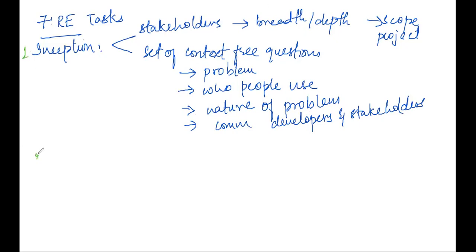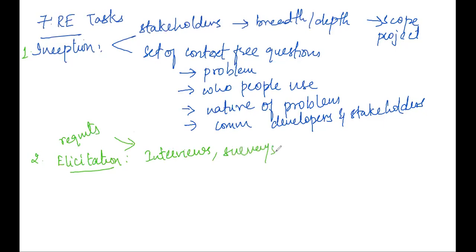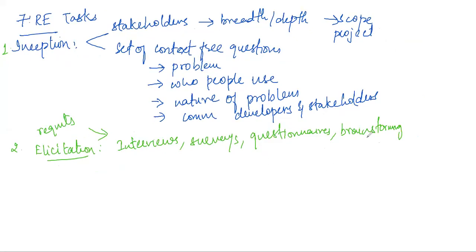The next phase was the elicitation phase. Within the elicitation phase, what happened? You're going to identify all the requirements, and these requirements are gathered by either conducting interviews, surveys, asking them to answer a few questionnaires, brainstorming, or by making use of a few observations.